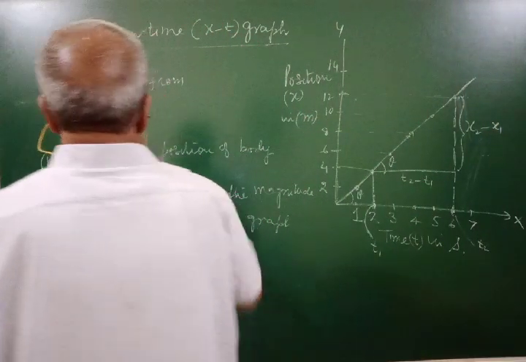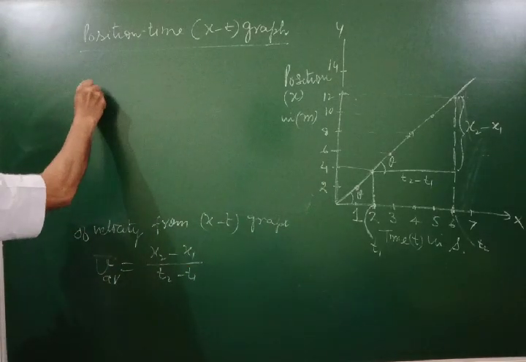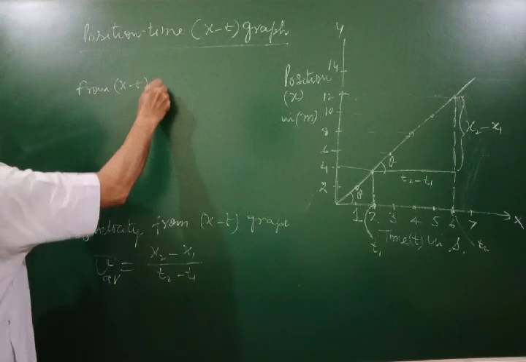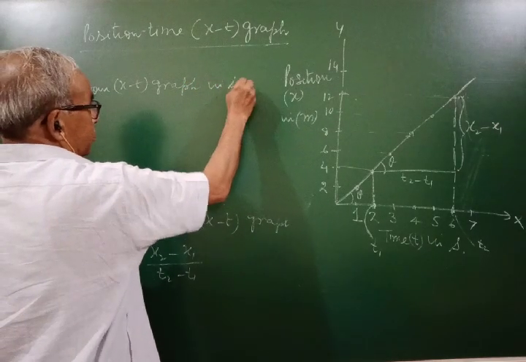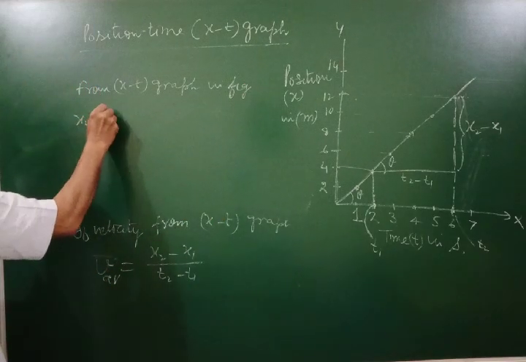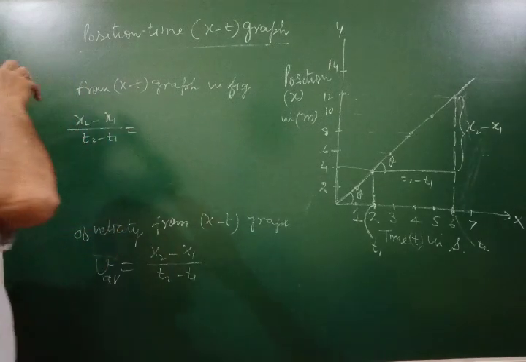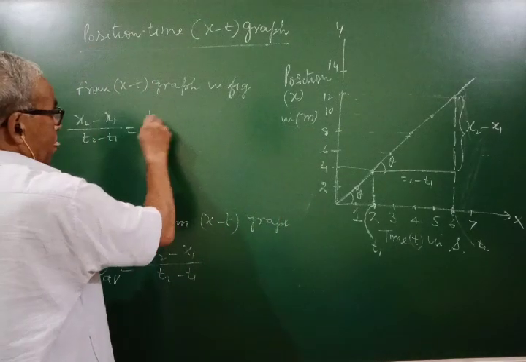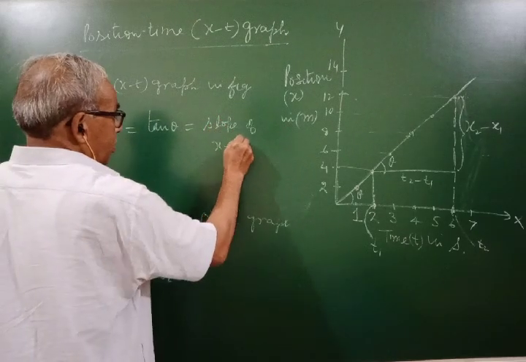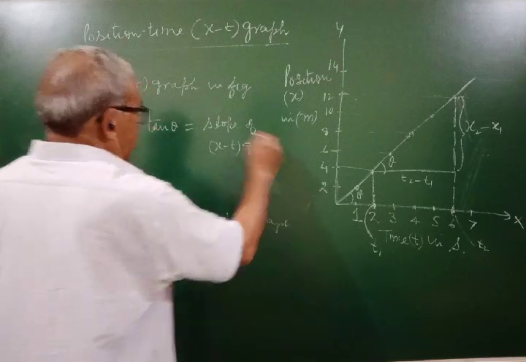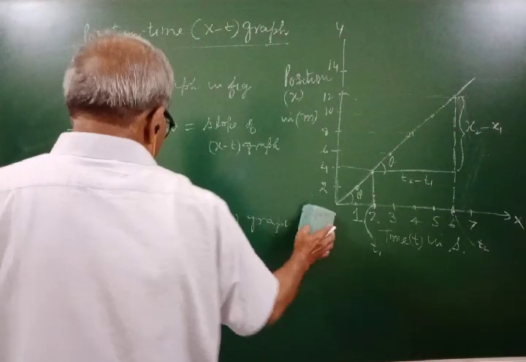So from this x-t graph in the figure, x2 minus x1 upon t2 minus t1 comes out to be tan theta, which is equal to the slope of the x-t graph. That way, by finding the slope of the x-t graph, we can find the average velocity.